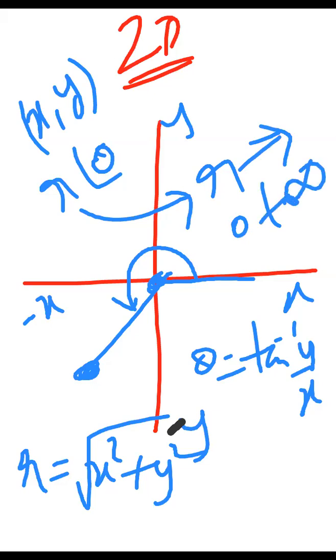And what is the range of theta? I can start at 0 angle, go to 90 degrees, 180 degrees, 270 degrees and 360 degrees. So my angle is 0 to 2 pi, or 0 to 360 degrees.